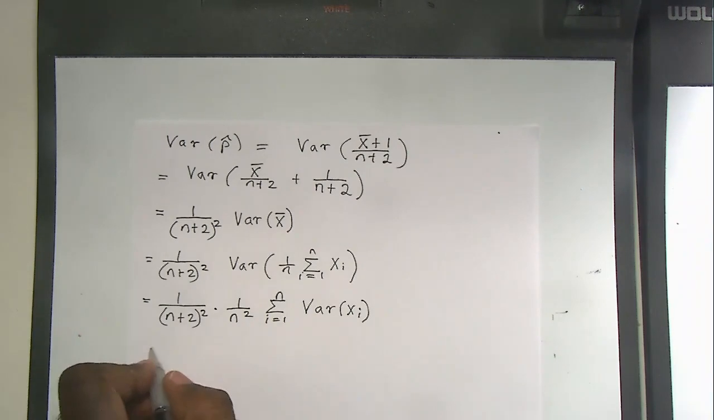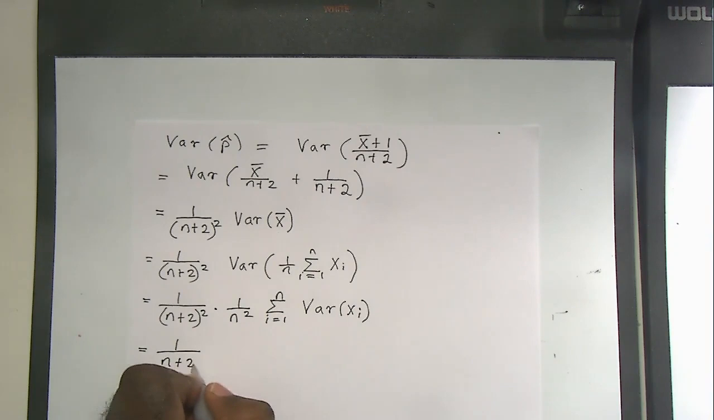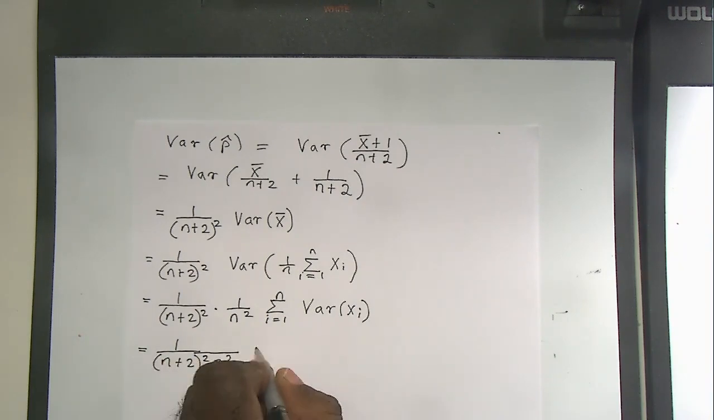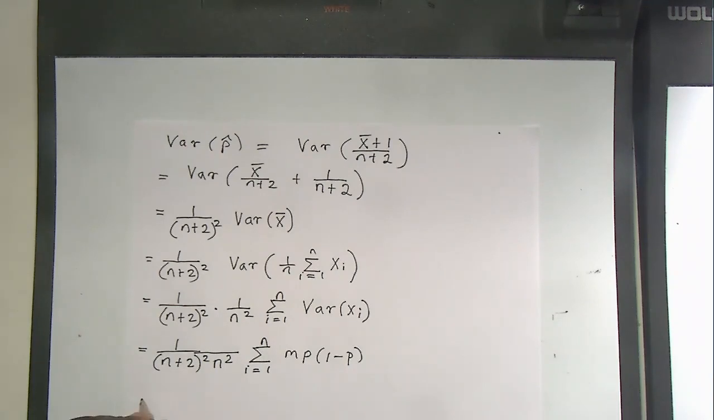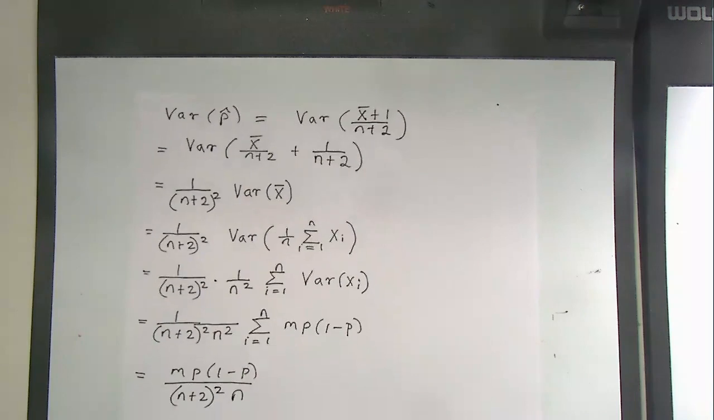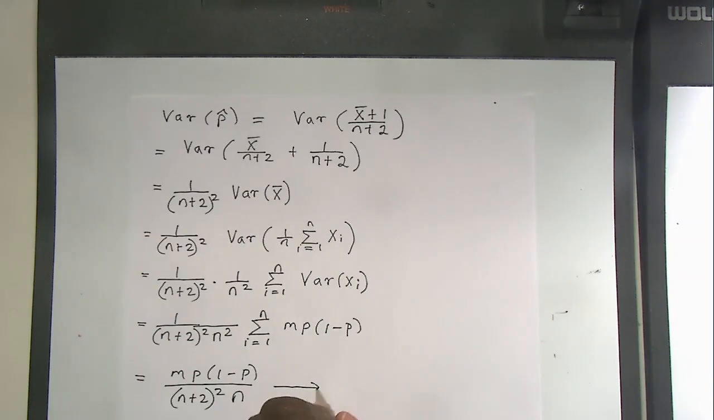Right, now I'm sure all of you know that the variance of a binomial with parameters m and p is m p 1 minus p. Right? So therefore the answer is m p 1 minus p divided by n plus 2 squared n. Right? And this obviously approaches.